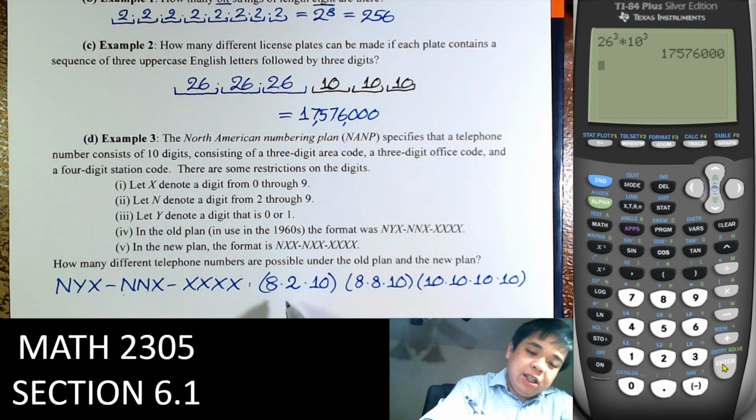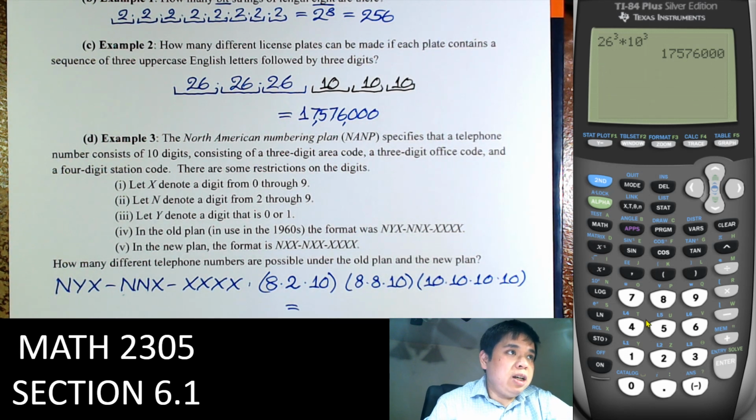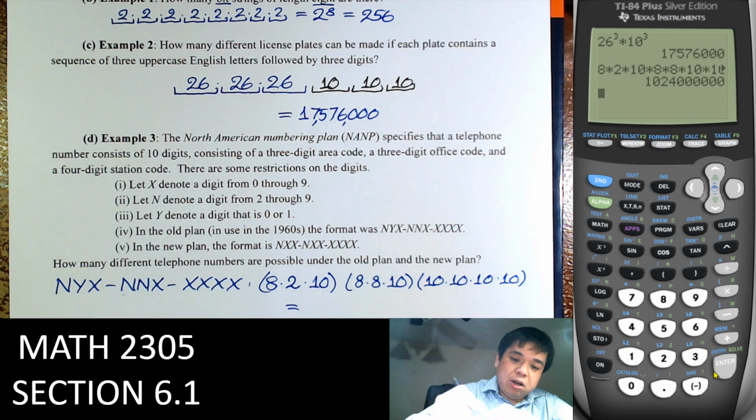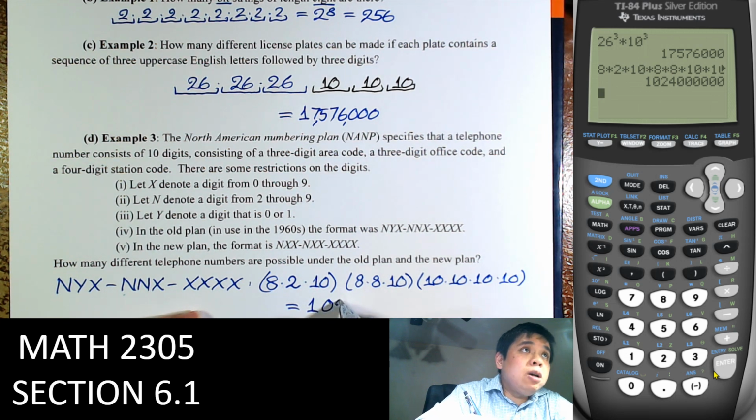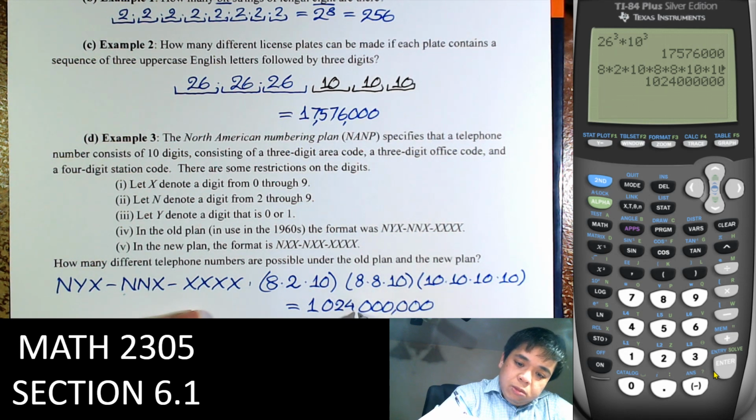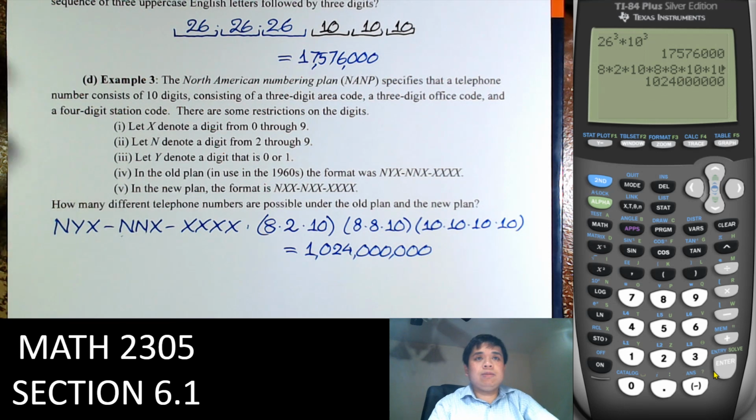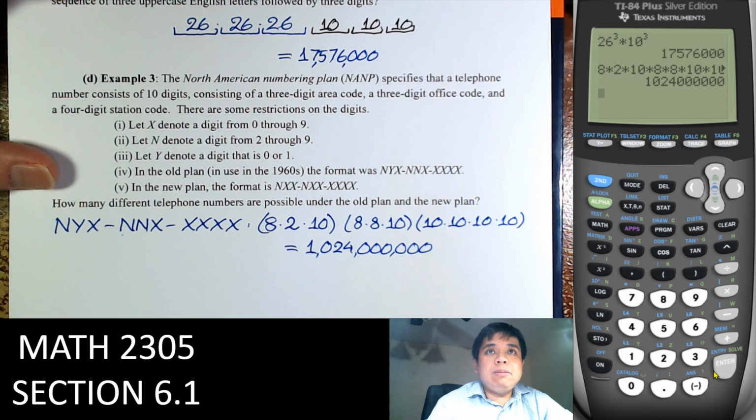So multiply all of this, and we have how many possible phone numbers in the old system: 8 times 2 times 10, times 8 times 8 times 10, times 10 to the 4th. So we have that much. That's the old system.